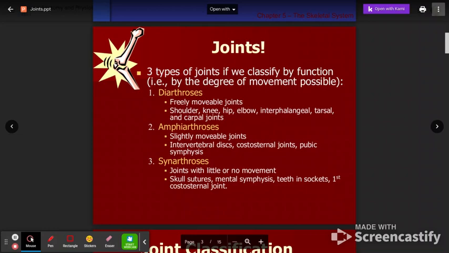Pubic symphysis, anybody know where that is? If you shoot a deer this weekend, you are going to cut through the pubic symphysis to gut it. Where's the pubic symphysis? Right between the back legs, right between the hip joints coming together. And synarthrosis, joints with little or no movement. What shouldn't move are scalp sutures, mental symphysis, teeth in their sockets, the first costosternal joint. So you can see coming from the top down, these are more common at the top. Synarthrosis are not as common.